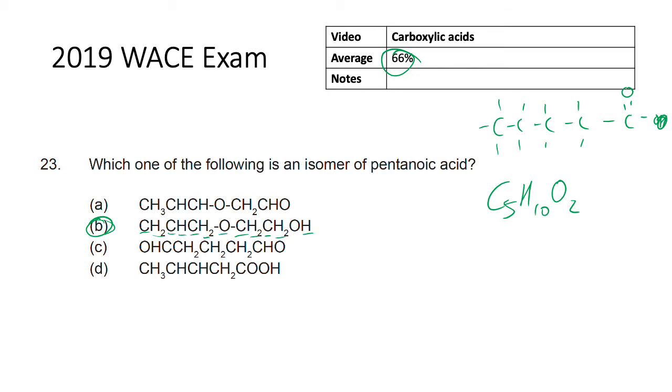1, 2, 3, 4, 5, 2, 4, 6, 8, 9, 10, and 1, 2. So that is an isomer of pentanoic acid. All right, all the others are not. Okay. Let's have a look at the next one.